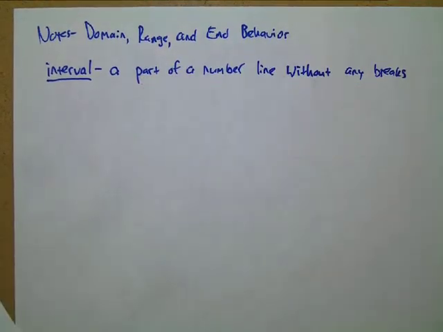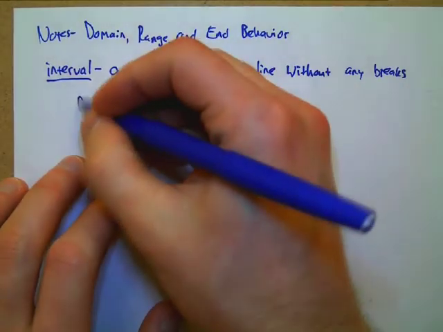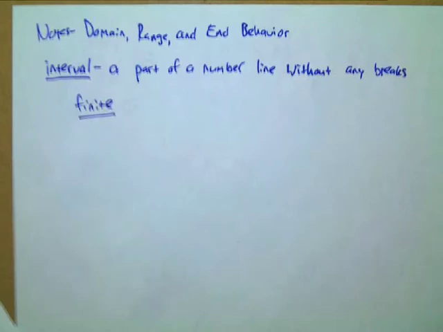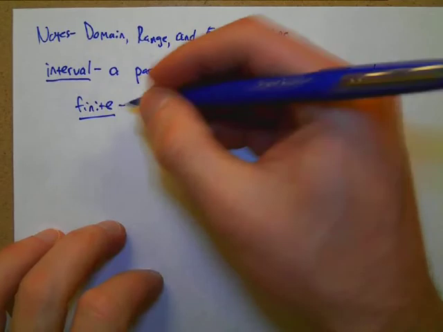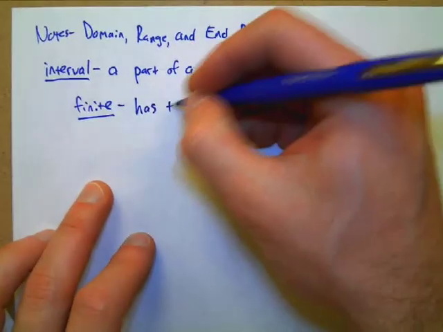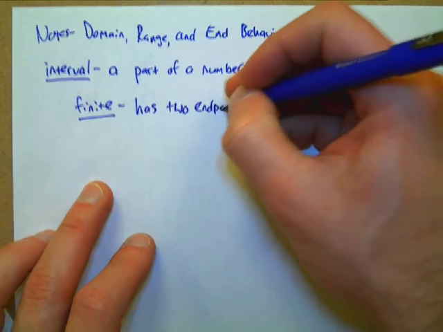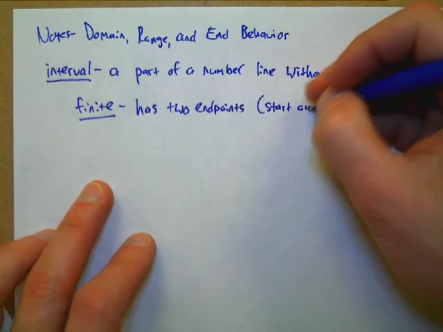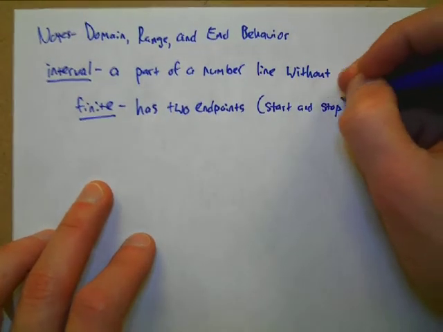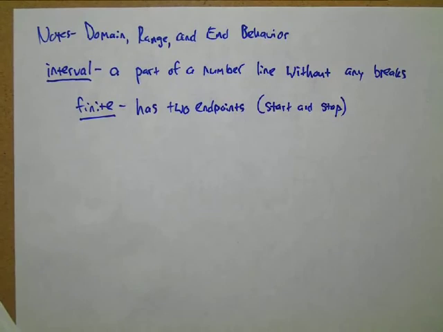We can have two different kinds of intervals, or two different ways to categorize them. We could say they are finite, which means it has two endpoints, a start and a stop. So finite has two endpoints, a start and a stop. It starts at one place, it stops another place. That's finite. So if finite's one of them, what's the other one going to be?